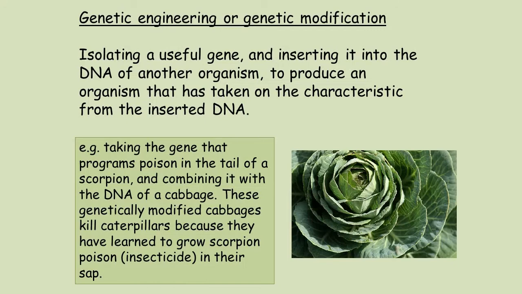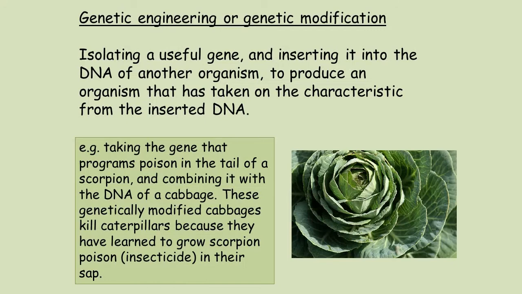So in order to solve this problem, we took some DNA out of a scorpion, and scorpions produce poison that kills caterpillars. So we looked at the DNA of the scorpion, we found the gene in the scorpion's DNA that produces the poison. We inserted that DNA into the DNA of the cabbage plant, and then we grew cabbages that produce poison that kills caterpillars. So now when the caterpillars try and eat the cabbages, they're actually poisoned by the cabbages.